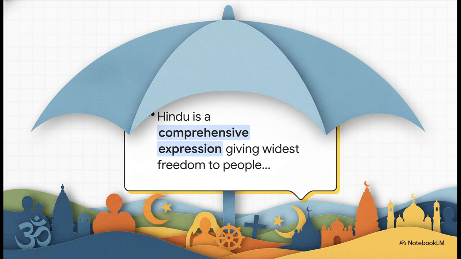This brings us to a profound observation by the Supreme Court in the 2005 case of Gopalakrishna Nair versus State of Kerala. The court stated that Hindu is a comprehensive expression. It gives the widest freedom to people of all religious hues, opinions, philosophies, and beliefs to come within its fold. I think that perfectly captures the non-static, totally pluralistic nature of the legal definition. We aren't talking about a rigid codified religious dogma here, it's a massive legal umbrella.